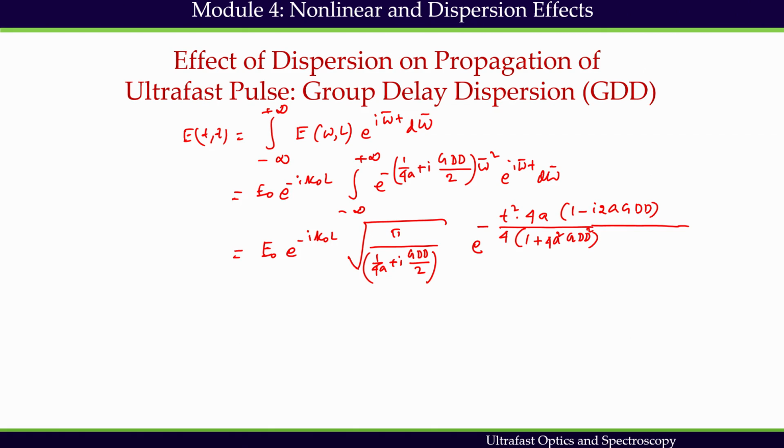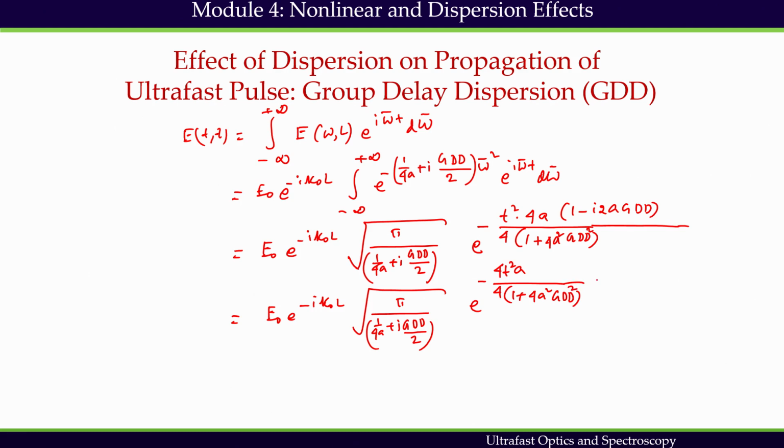And finally what we get is that we can separate this complex part and the real part, and we can get this E naught e to the power minus i k naught L square root of pi by 1 by 4a plus i GDD divided by 2 multiplied by e to the power minus 4 t square a divided by 4 times 1 plus 4 a square GDD square, multiplied by e to the power then 8 i t square a square GDD divided by 4 multiplied by 1 plus 4 a square GDD square.